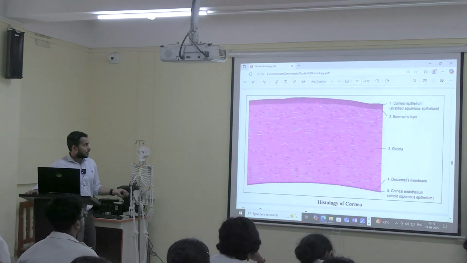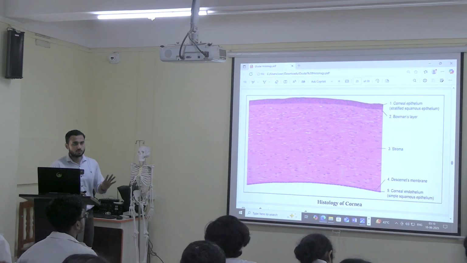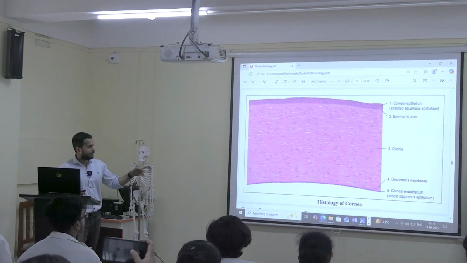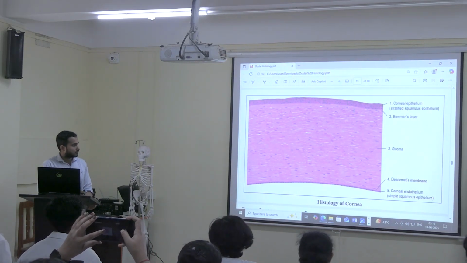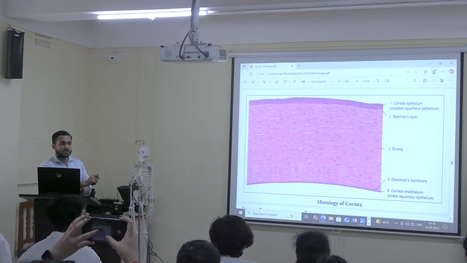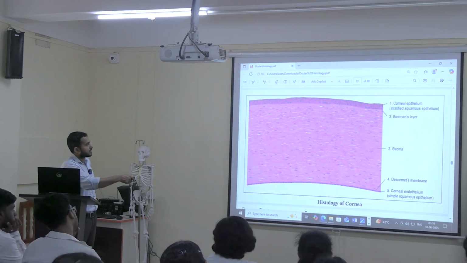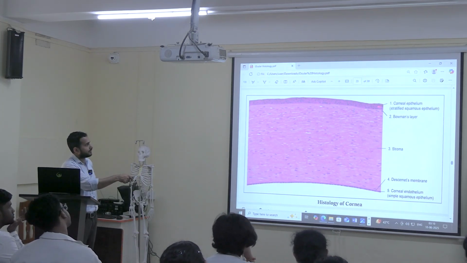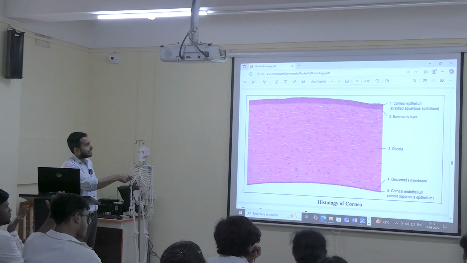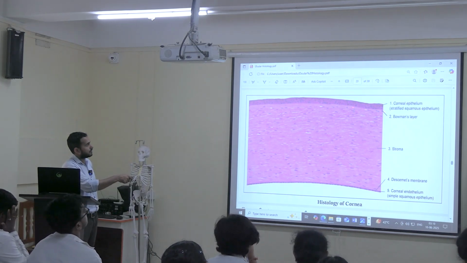Here you can see the histology of the cornea. So 5 layers are there. Can you identify the 5 layers? Most of the thickness is made up of which layer? Corneal stroma. So first you can see corneal epithelium is there. That is stratified squamous non-keratinized epithelium. Below that is a basement membrane that is called Bowman's membrane.